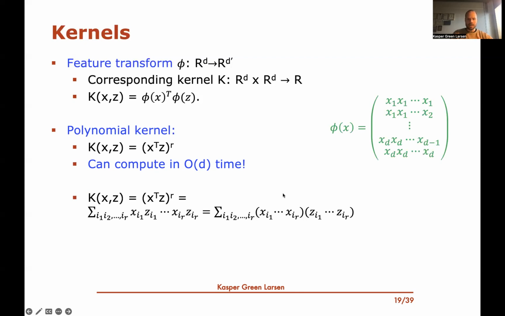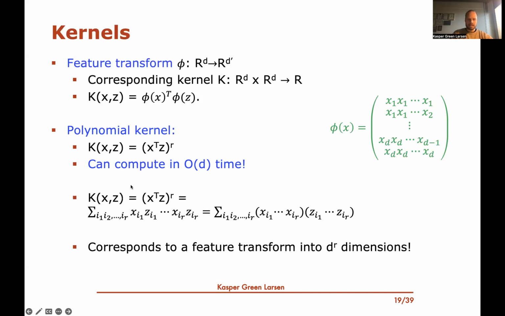Right. So really, if I look at the feature transform that computes for any given x the combination where for any combination of r original features there is a new feature that's the product of those features, then this kernel here corresponds to taking the inner product of phi of x and phi of z. So really what we're doing here is that in order d time, we can compute the inner product corresponding to a feature transform into d to the r many dimensions, right?